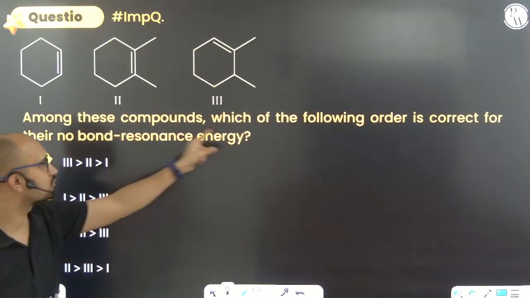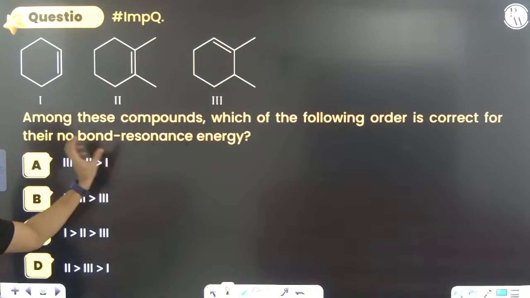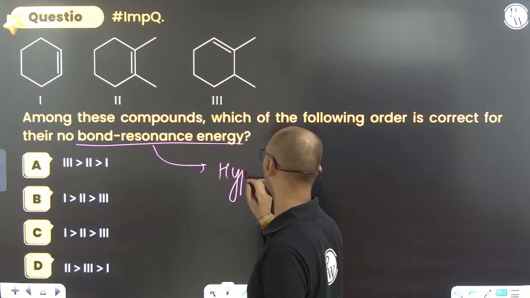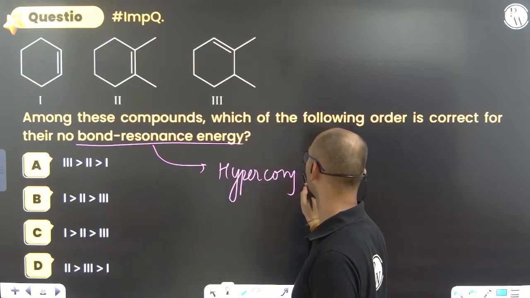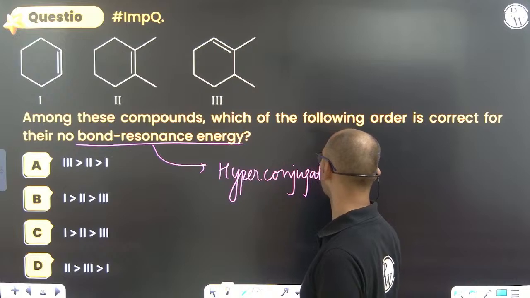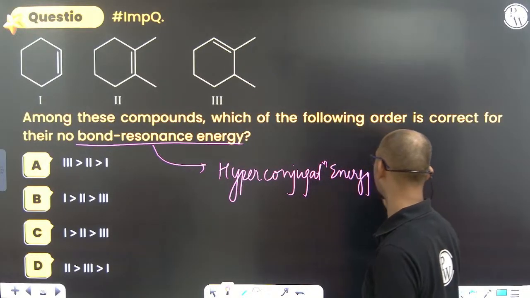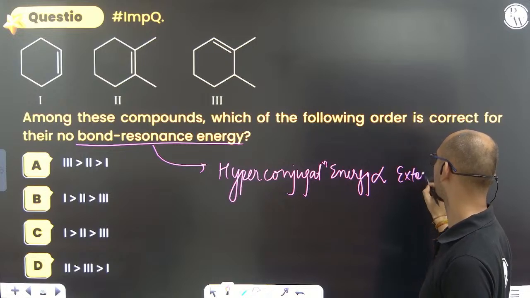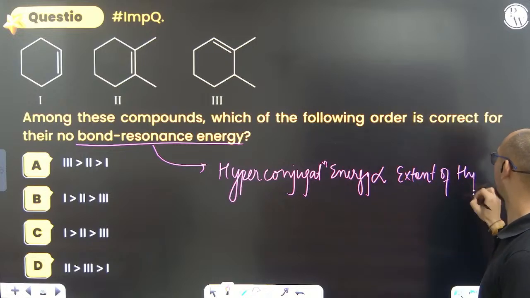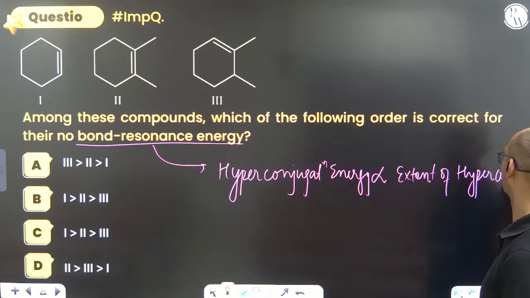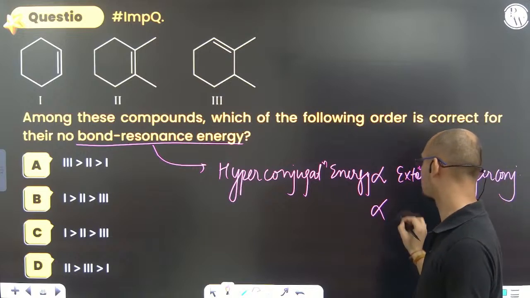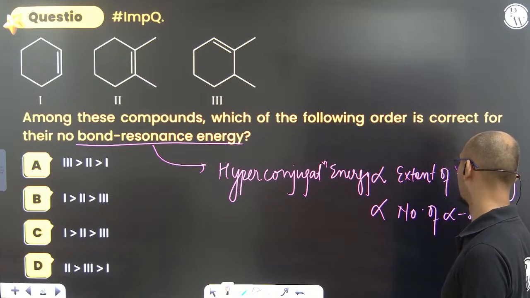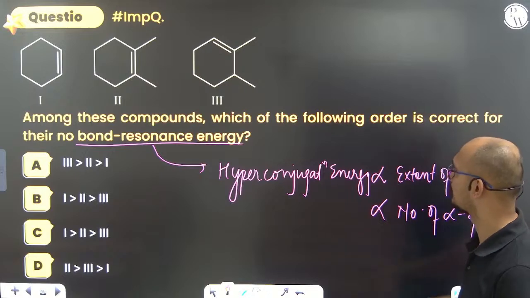Among these compounds, which of the following orders is correct for their no bond resonance? No bond resonance is nothing but hyperconjugation energy. Hyperconjugation energy is directly proportional to the extent of hyperconjugation. Extent of hyperconjugation is directly proportional to the number of alpha hydrogens. Any doubt? No doubt, I feel. Come, let's see.